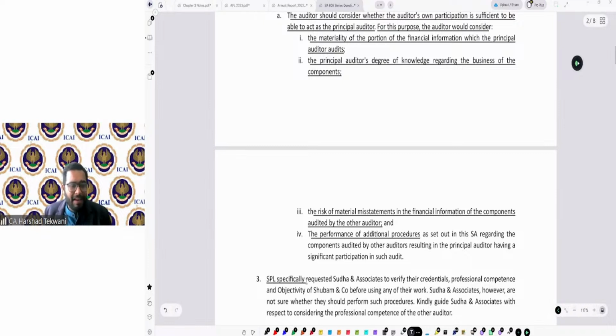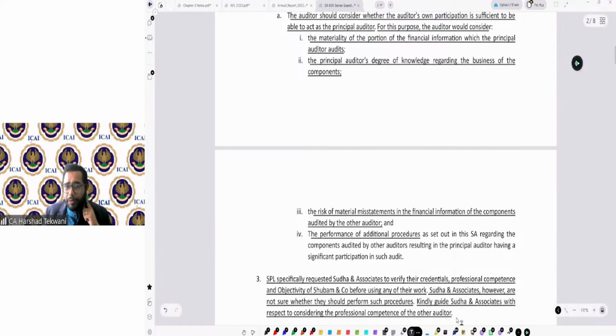SPL specifically requested Sudha and Associates to verify the credentials, professional competency and objectivity of Shubham and Company before using any of their work. Sudha and Associates, however, are not sure whether to perform such procedures. Kindly guide Sudha and Associates with respect to considering the professional competency of other auditors.